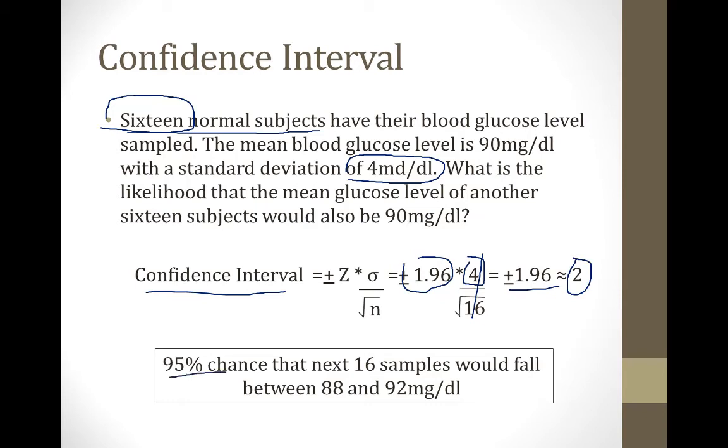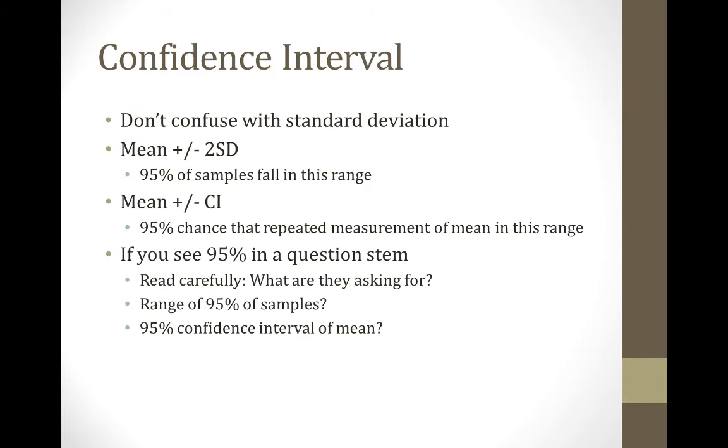This means that there's a 95% chance that the next 16 samples would fall between the mean value of 90 plus or minus 2, which is between 88 and 92. So that's the way we can state our confidence in the mean value that we got from our sample set. Now let me make an important point here. Don't confuse the 95% confidence interval with the standard deviation. In the module on basic statistics, I told you that the mean plus or minus 2 standard deviations contains 95% of samples in a sample data set. That is very different from the mean plus or minus the 95% confidence interval.